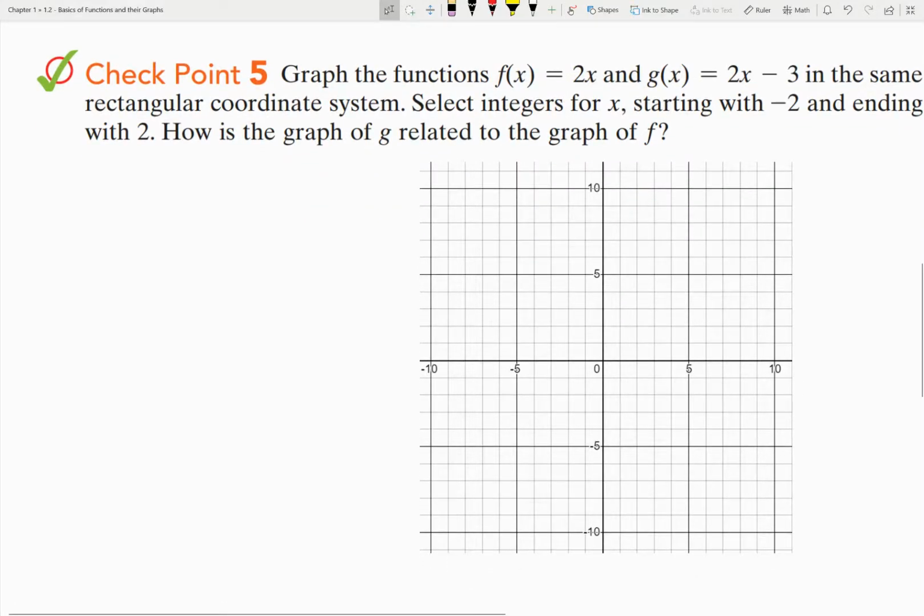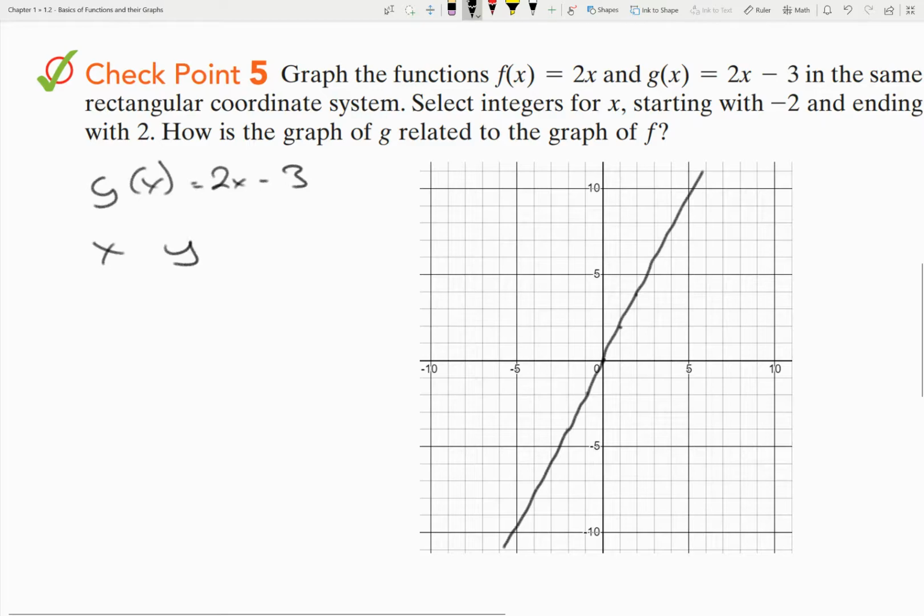And in fact, we already graphed 2x. So we already know what that one looks like. That just goes through this line right here. Something like that. I messed that up a little bit. And good enough. And g of x is going to be 2x minus 3.